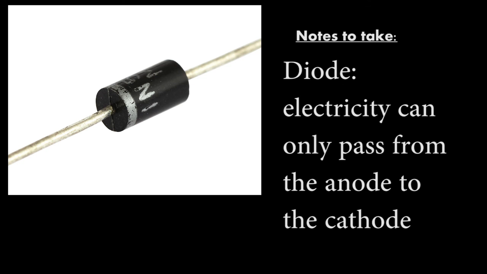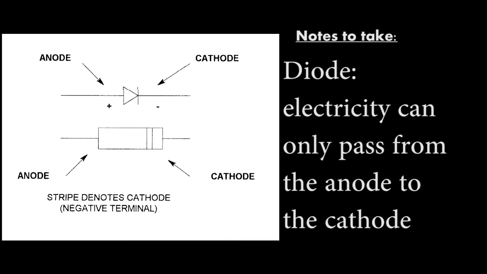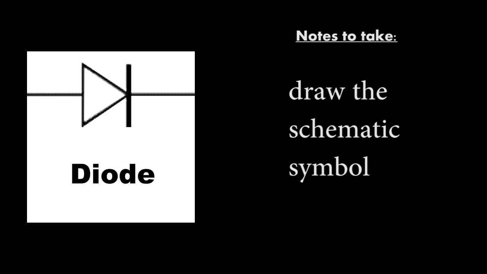This tiny black can on a stick is a diode. It only lets electricity flow in one direction. It has two legs. One marked with the stripe is the cathode, and the other leg is the anode. Electricity can only pass from the anode to the cathode side. Different sizes are available to handle different amounts of power. Here's the schematic symbol for a diode.